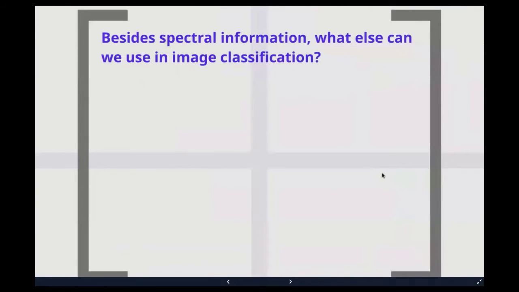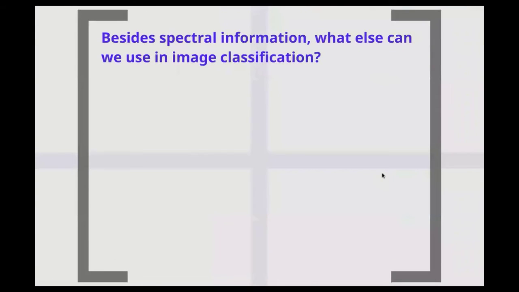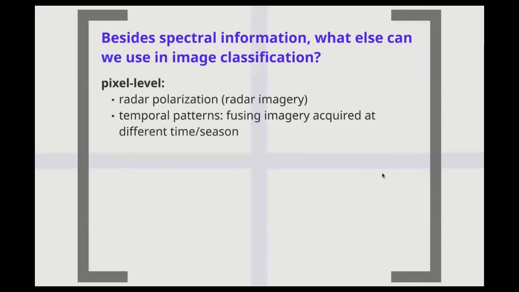So just a quick summary. Besides spectral information, what else can we use in image classification? We did this activity together. You folks pointed out a few things we can use in image interpretation, the visual elements, and the same idea can apply to this automatic image classification process as well.